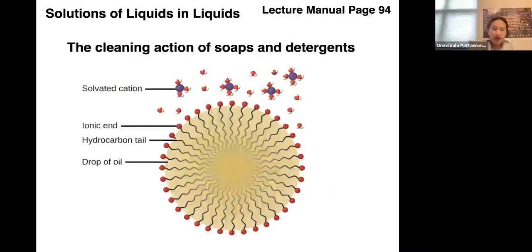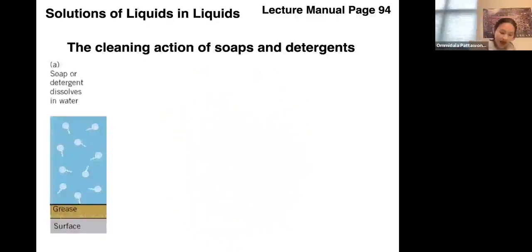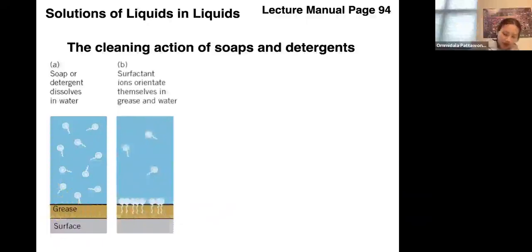Because soap and detergent contain both polar and non-polar parts, they are going to be able to interact with both polar and non-polar molecules. Okay, so for example, the ionic end, which is the hydrophilic end, is going to interact with water. And then the hydrocarbon tail, which is the hydrophobic tail, is going to be the one that interacts with oil in this case. So if you're looking at how soap or detergent works, if you have a surface that contains grease, right, and you have molecules of soap or detergent, the hydrophobic hydrocarbon tail is going to interact with grease, and then the ionic end is going to interact with water.